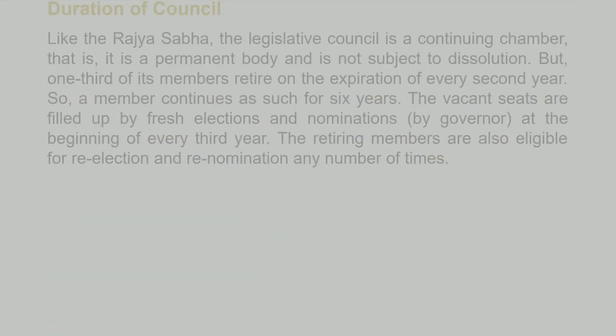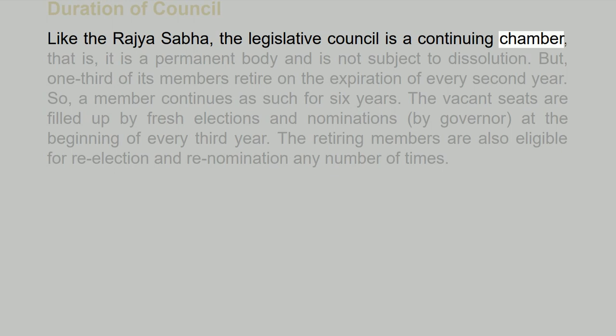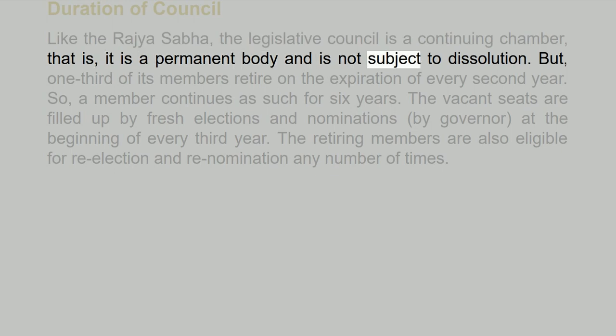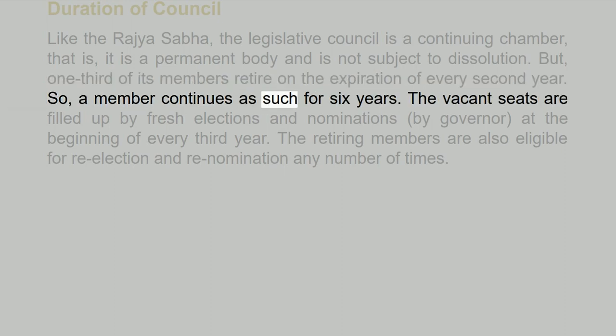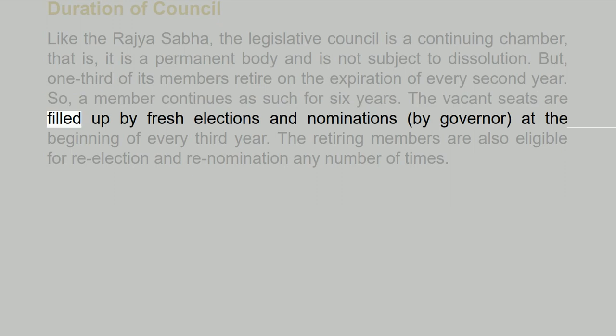Duration of Council. Like the Rajya Sabha, the Legislative Council is a continuing chamber, that is, it is a permanent body and is not subject to dissolution. But 1/3 of its members retire on the expiration of every second year. So, a member continues as such for 6 years. The vacant seats are filled up by fresh elections and nominations by the governor at the beginning of every third year.